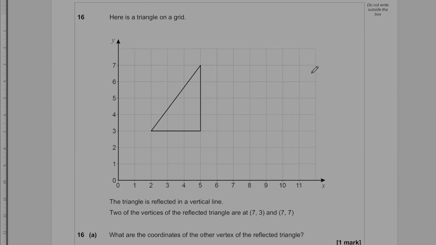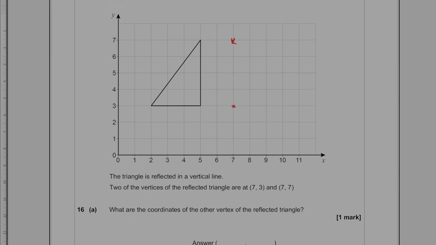Okay, question 16. Here is a triangle on a grid. The triangle is reflected in a vertical line. Two of the vertices of the reflected triangle are at 7, 3 and 7, 7. So let's put those on, 7, 3 and 7, 7. What are the coordinates of the other vertex of the triangle?